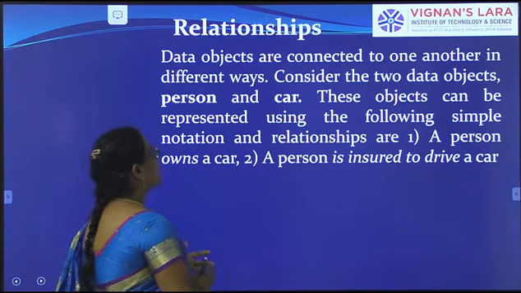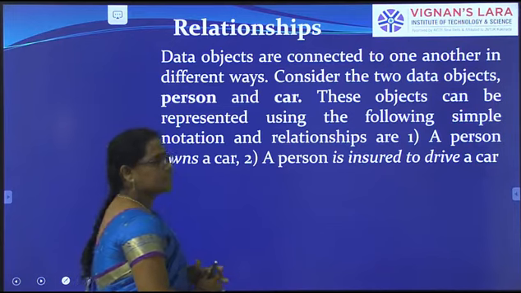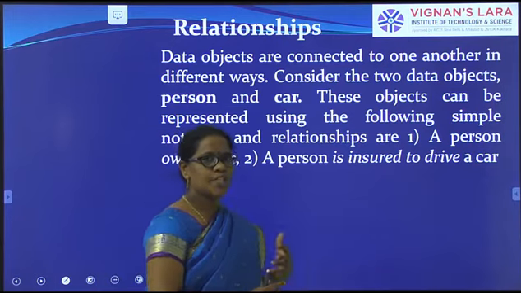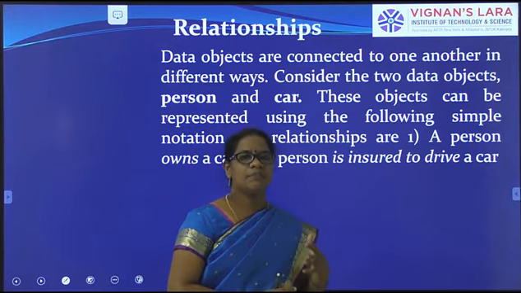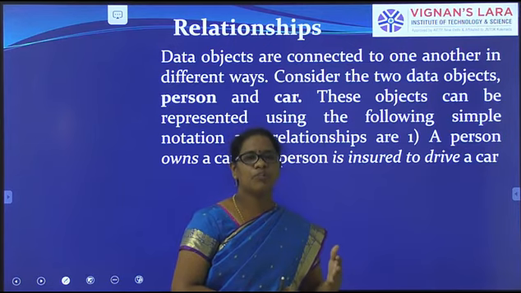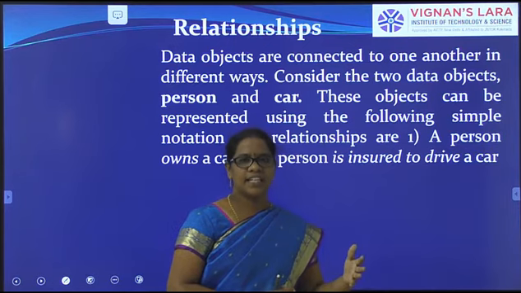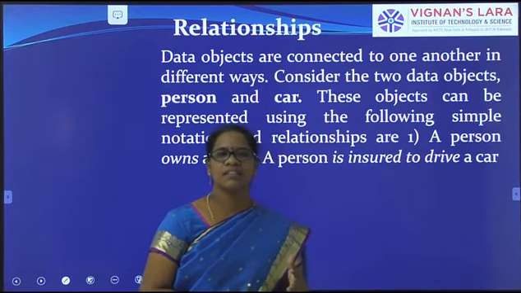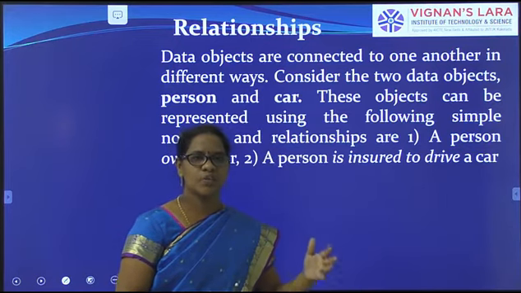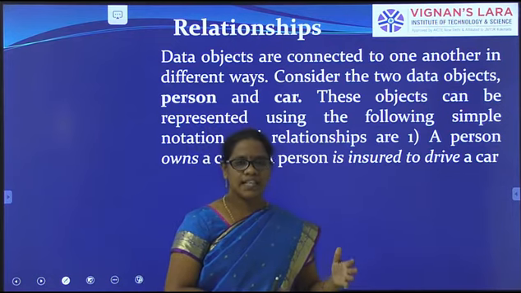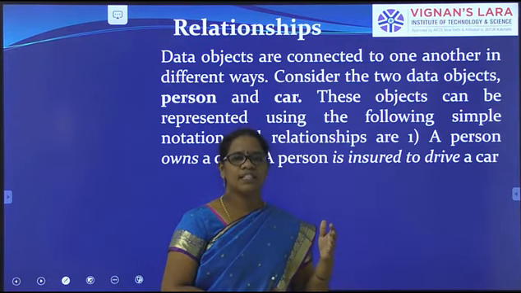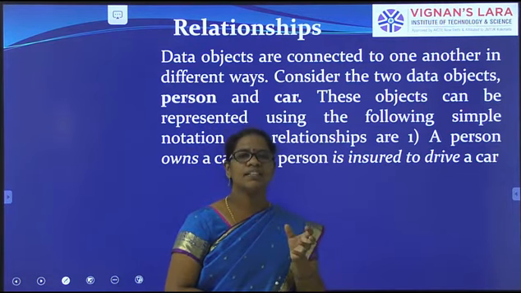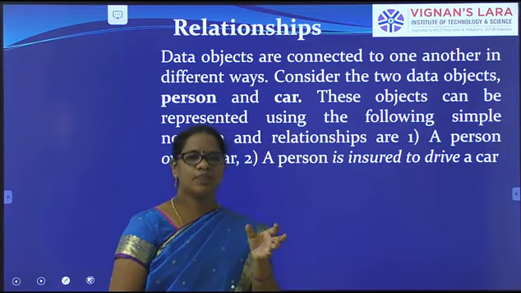The data objects are connected to one another in different ways. So what are the data objects? Data objects are nothing but objects representing data. In the previous example we took the car. What is its model? What is its car type? What is the number of tires? These are the other objects representing the car.